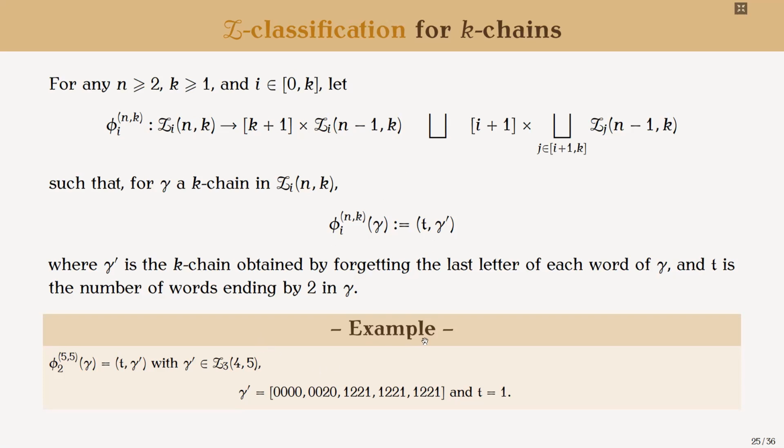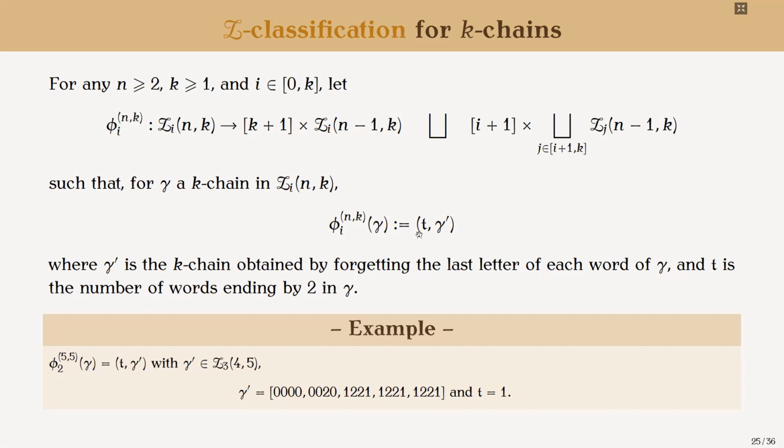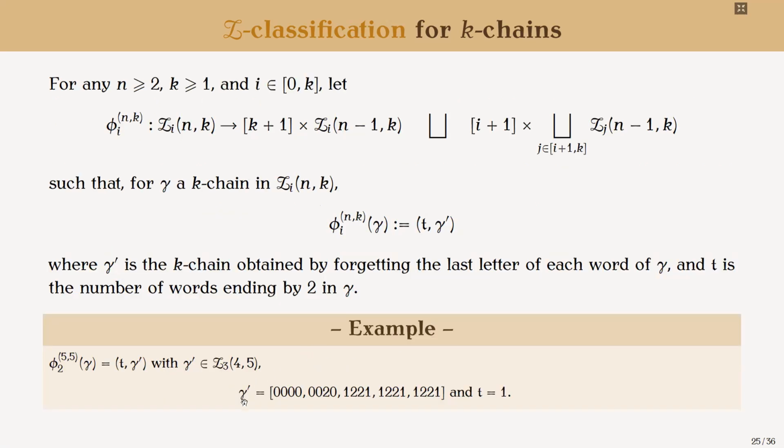So I will explain this application with an example. For instance, if we look at this gamma, this 5-chain here, to build gamma prime, so the cation of size with element of size inferior, we have to forget the last letter in gamma. So here we have to forget this 0, this 0, this 0, this 1, and this 2. And this is gamma prime.